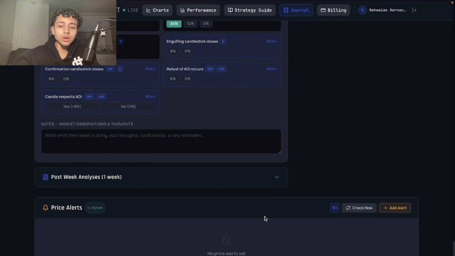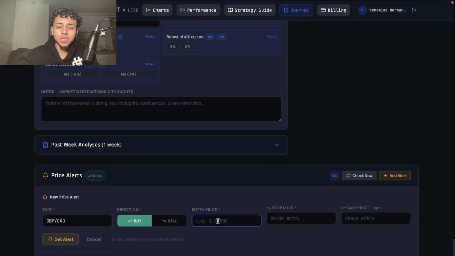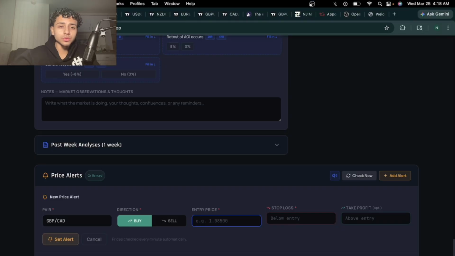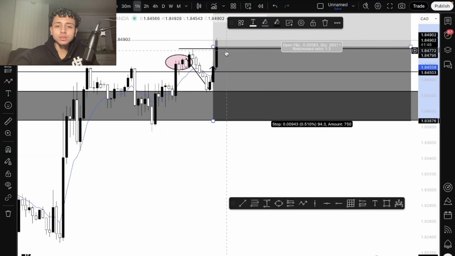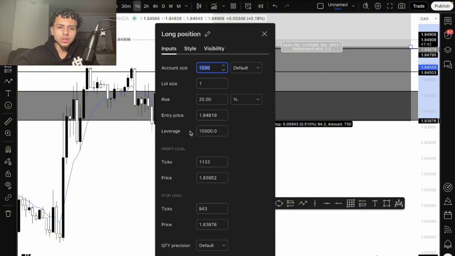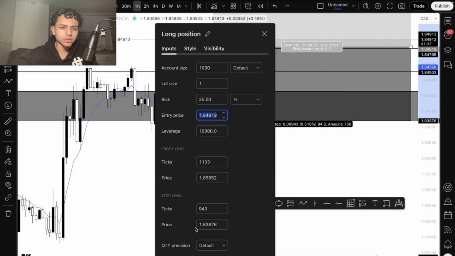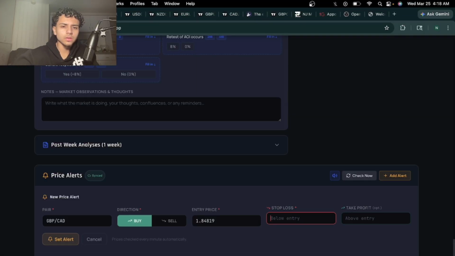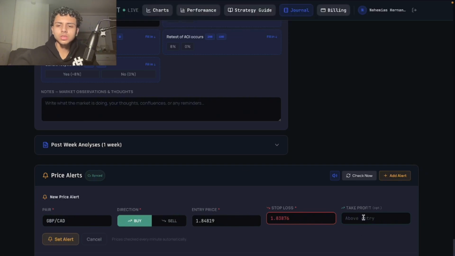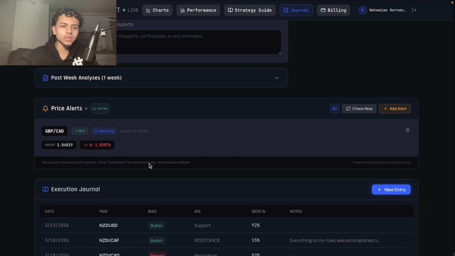We can also set an alarm, or add an alert. The pair is GBP CAD. The entry price was over here. Let's go to inputs. This was the entry price. Then the stop loss, and our stop loss is right here. So now we put our stop loss here, and the take profit is optional, so we don't really have to do anything. So we set the alert, and now good.